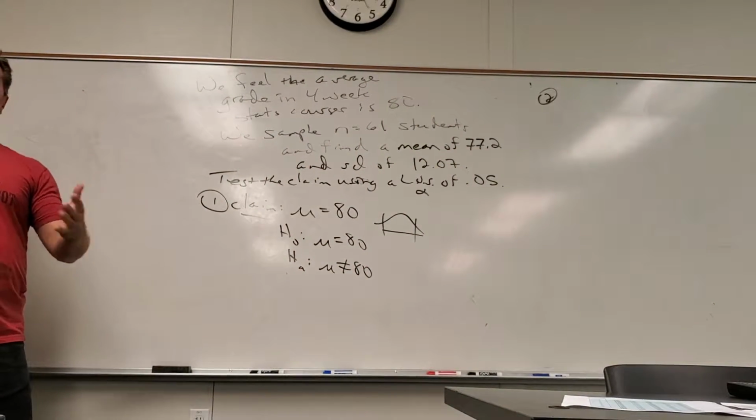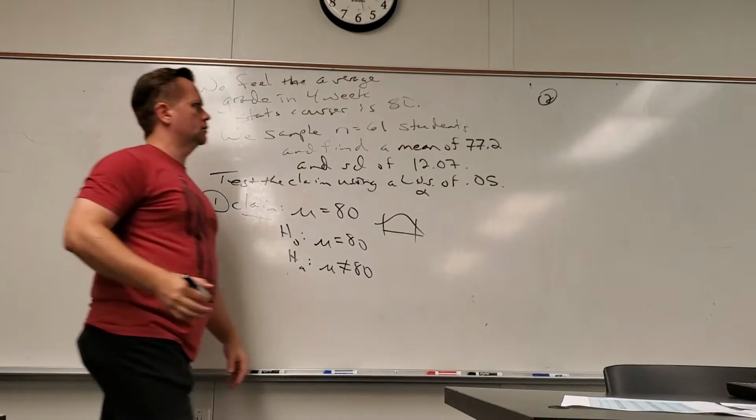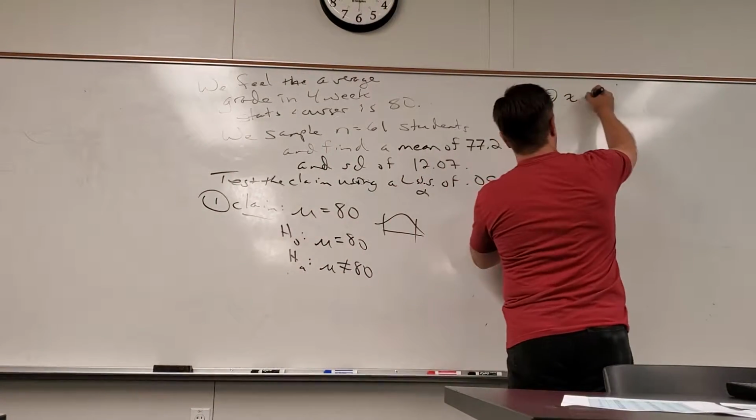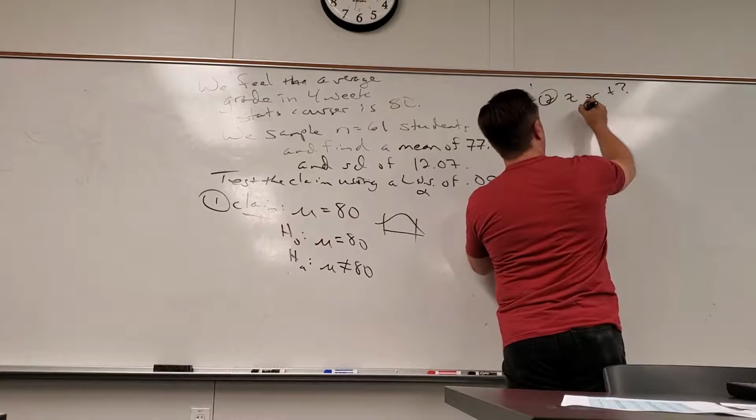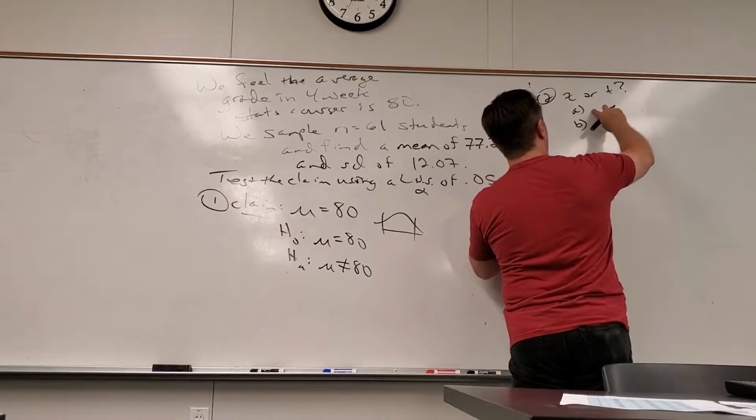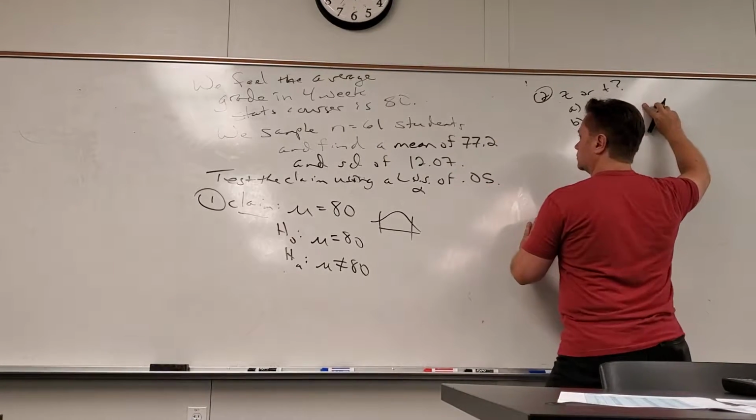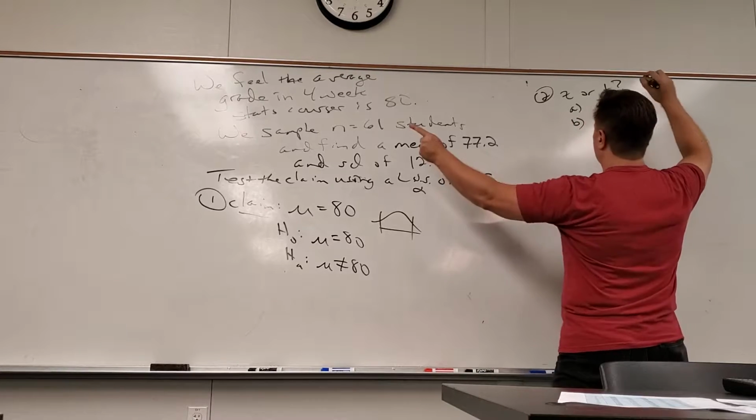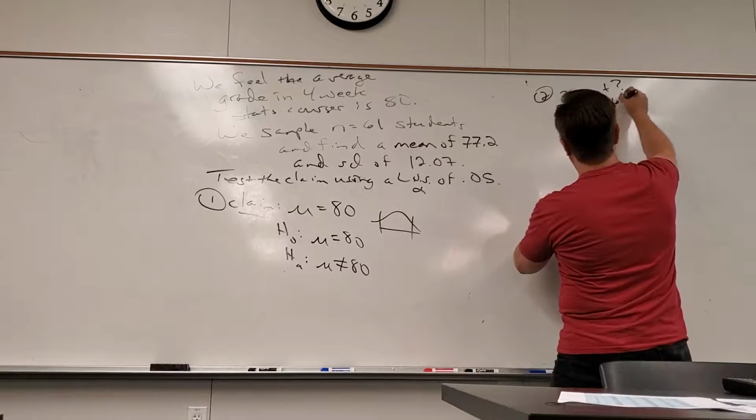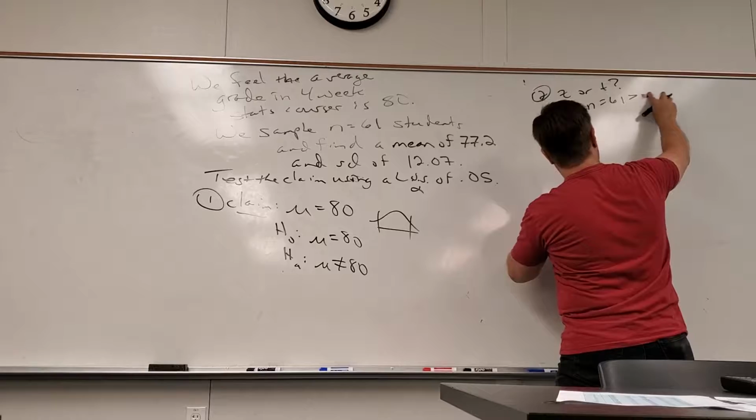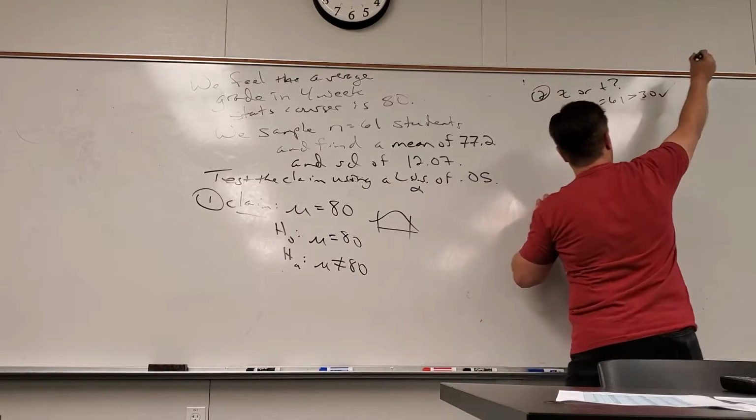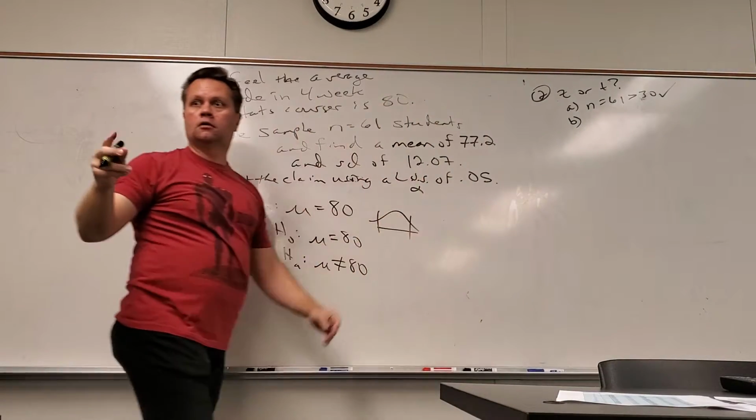Next step is, what do I use, Z or T? Is it normal? Yes, because when it's 61, greater than 30. And we know the standard deviation.